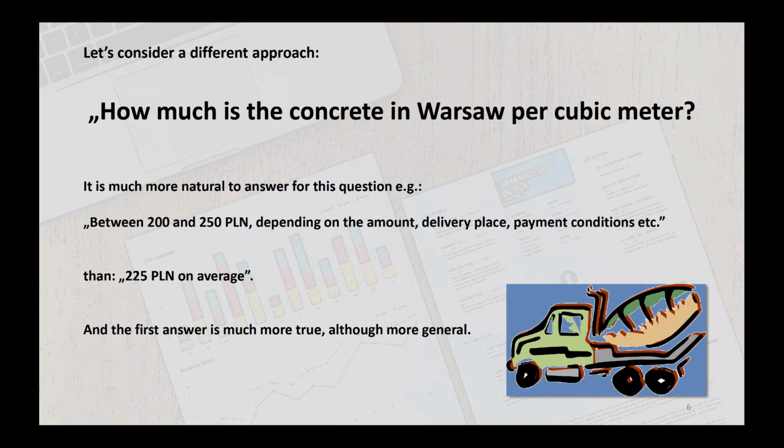If I asked you how much concrete costs in Warsaw per cubic meter, what would be the most natural answer? Is it one very specific number, or maybe some kind of range that everybody knows, between this and that? Depending, of course, on the conditions, the amount you order, the delivery distance, and so on. I would bet that it is much more natural, and much more true, to say that concrete in Warsaw today is between 200 and 250 than to give an average of 225.